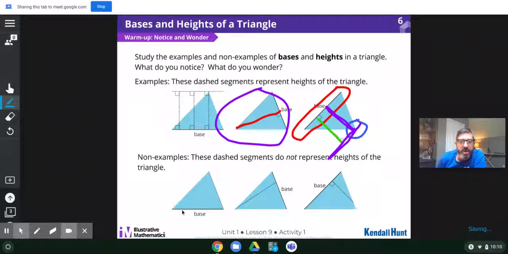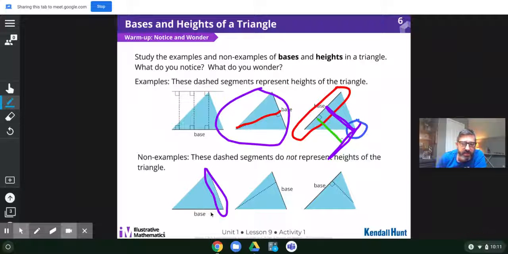So down here at the bottom, these are non-examples of line segments that represent heights. So again, you can choose any side you want to be the base. So in this bottom example on the left, they chose the base as the bottom line, but they drew the height from one corner to the other. So it's basically another line segment of the triangle.